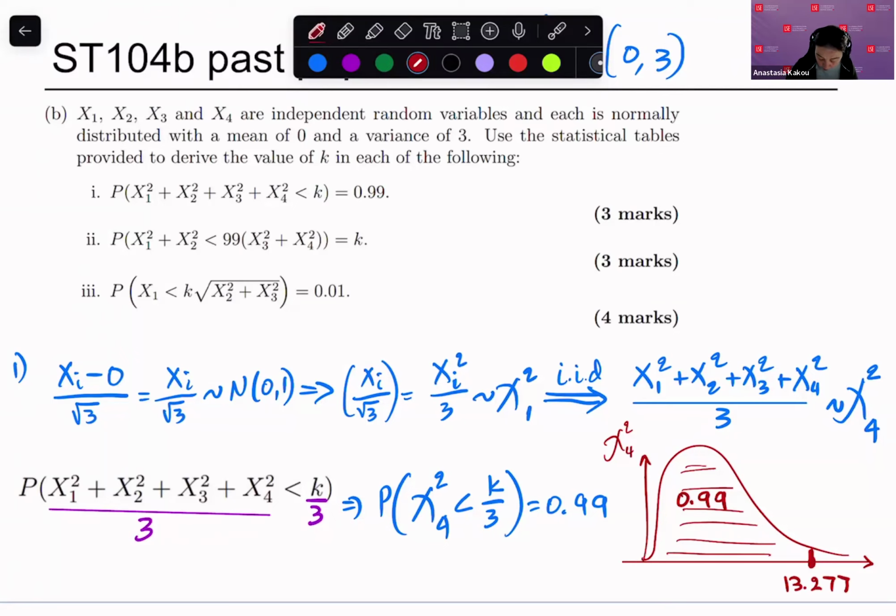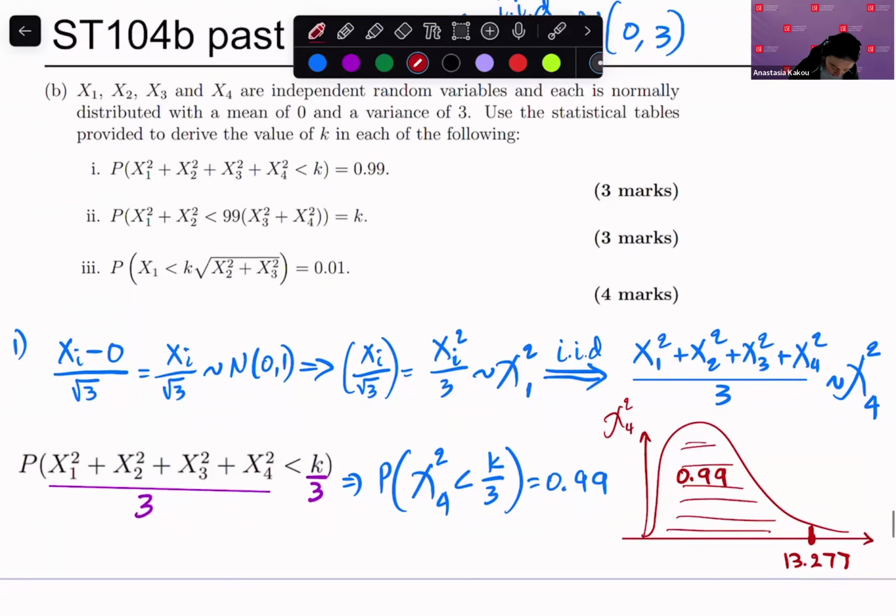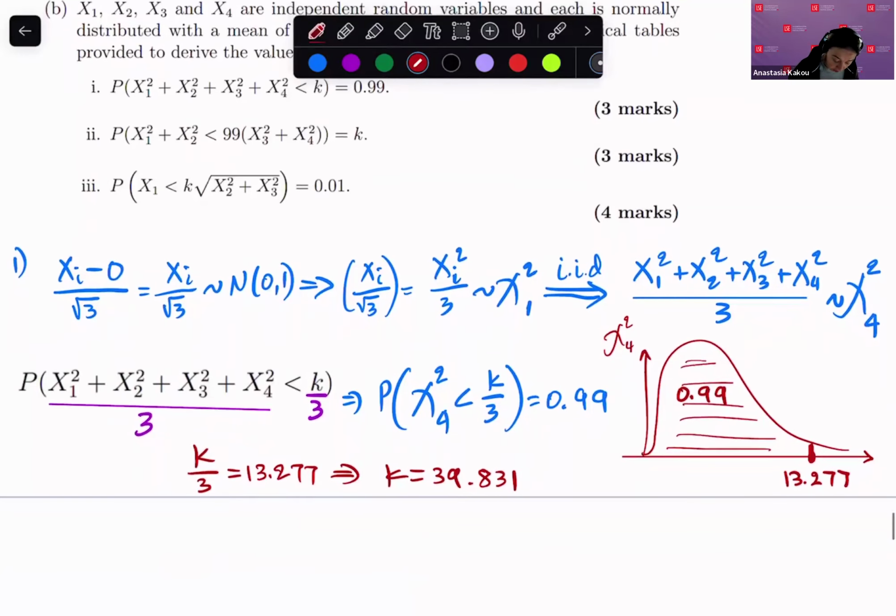13.277. Okay, which means that in order to find k, we just need to say that k over 3 is equal to 13.277 and solve for k. So k becomes 39.831. Okay, so that was the first of these 3 parts. Let's now do the second. We need to first rearrange that expression so that all the x variables are on the same side.